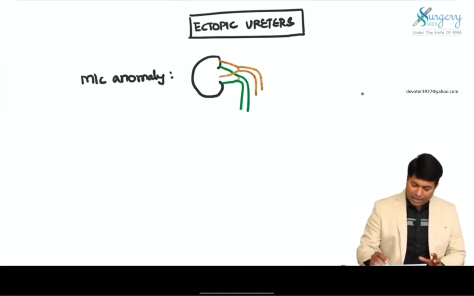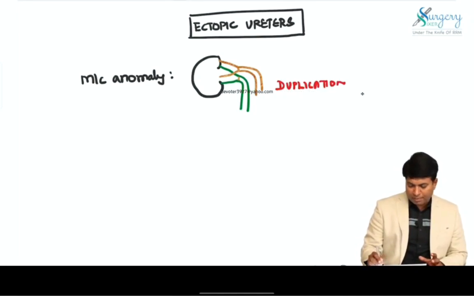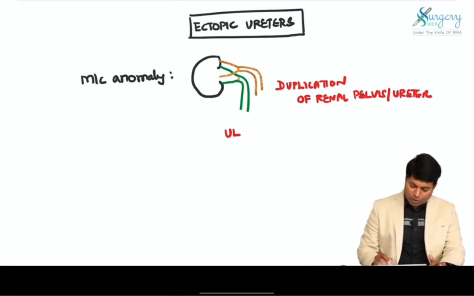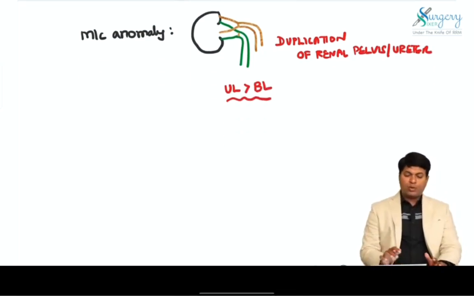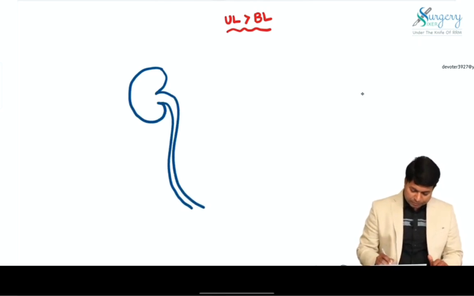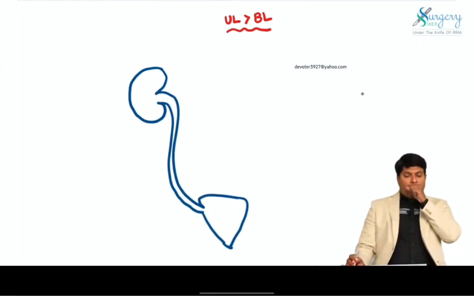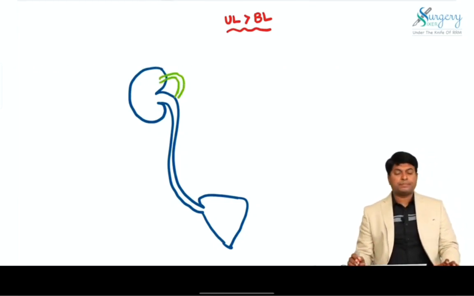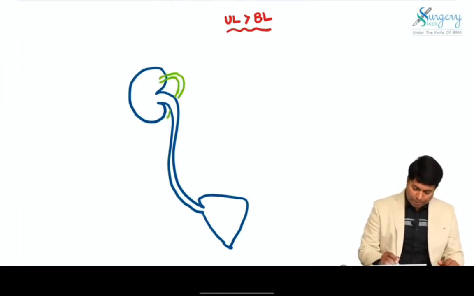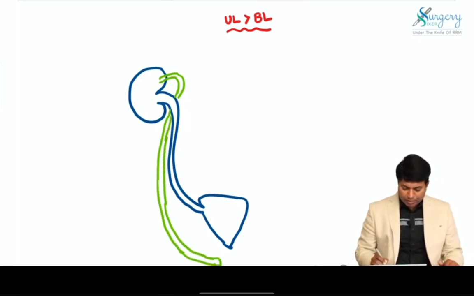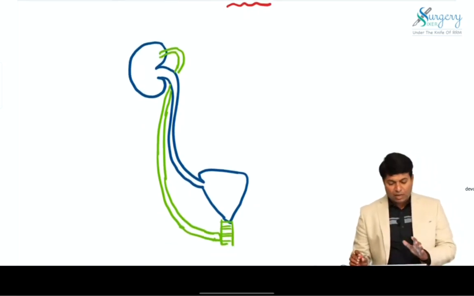Duplication of the renal pelvis and ureter is the most common anomaly. It is usually unilateral, more common than bilateral. Now I'm going to discuss the classical points of ectopic ureter. Assume this is a normal ureter, normally joining the bladder. An ectopic ureter usually arises from the upper pole and runs downwards, outwards, laterally, and joins distally. The green one which I have drawn is an ectopic ureter.